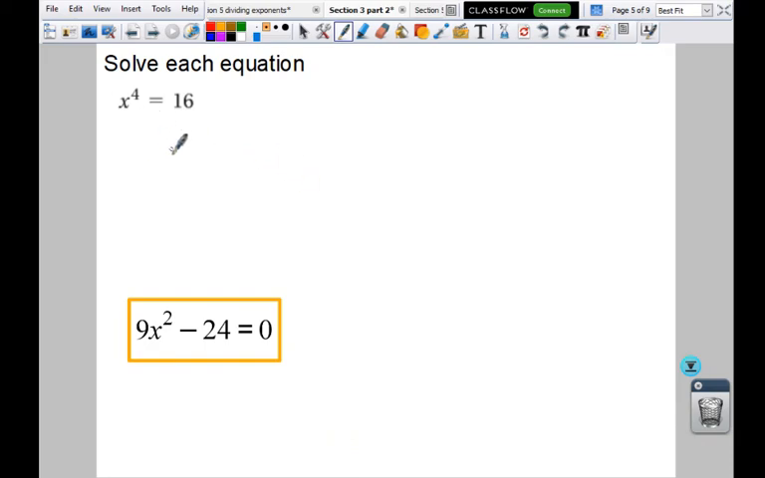Does this equal 0? No. So what do I gotta do to make it equal 0? Minus 16 on both sides. I just wrote 4x instead of x squared. Okay. So I have x to the 4 minus 16 equals 0.